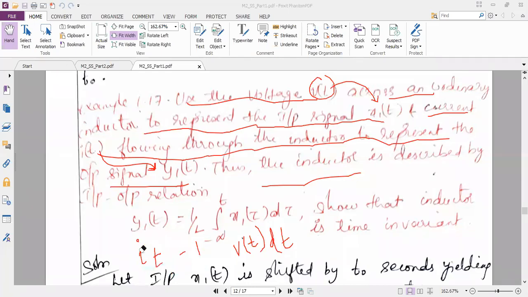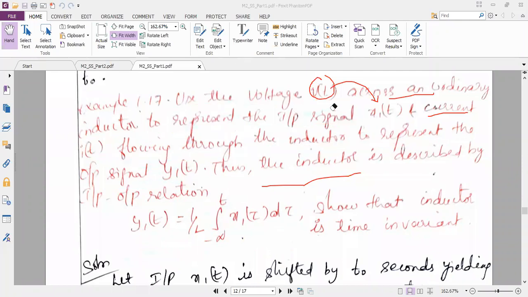So what they are asking in the question is show that the inductor is time invariant. So inductor is the element here. We need to prove that it is time invariant. So to prove it is time invariant, you all know very well, I should calculate y2 of t as well as y1 of t minus t naught. So both should be equal. Have you all copied the question? Shall I proceed with the solution?